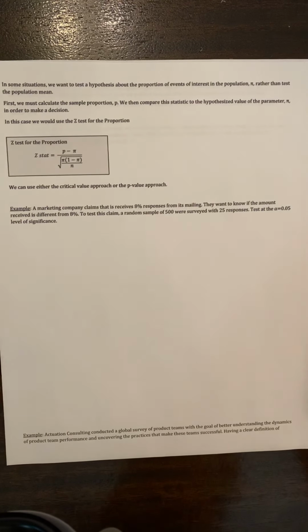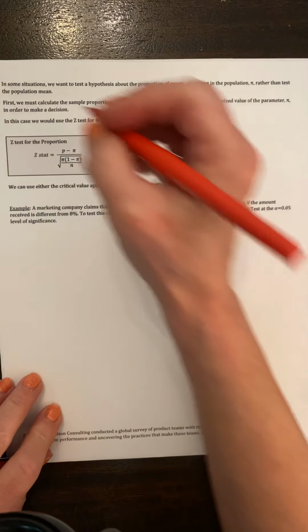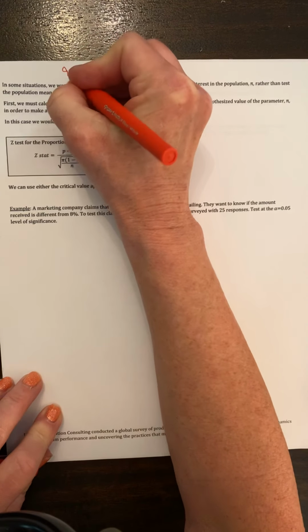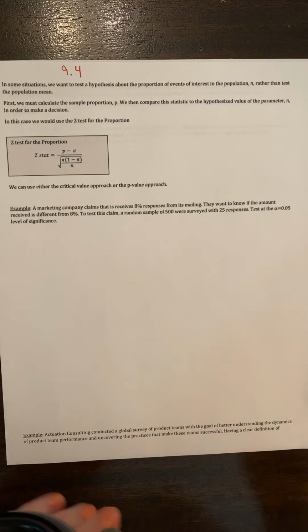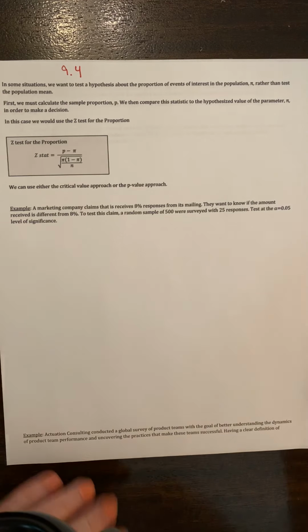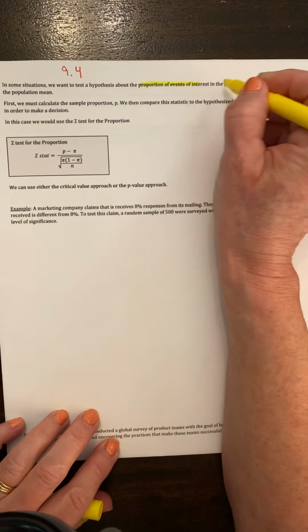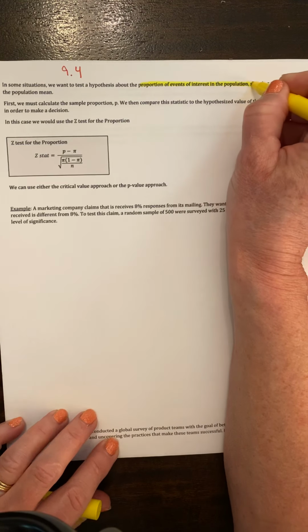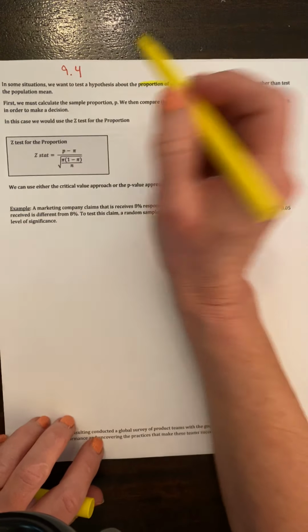This is our last lesson, and these are the last 2 pages of your handout you printed out. I'm going to go ahead and label this. This is 9.4, so you know what homework it goes with. And what we're looking at in here is testing a hypothesis about a proportion of events of interest in a population. And that symbol is pi rather than the population mean.